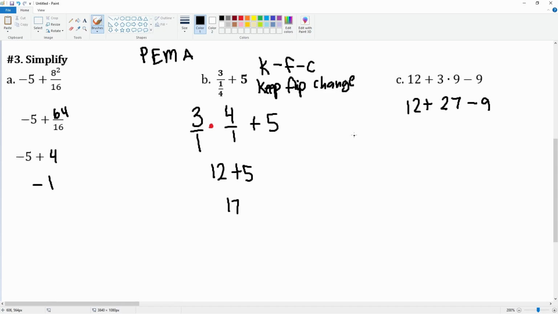Now we can combine. 12 plus 27 becomes 39. Bring down the minus 9. 39 minus 9 becomes 30. There you go. That is how you simplify using PEMDAS.